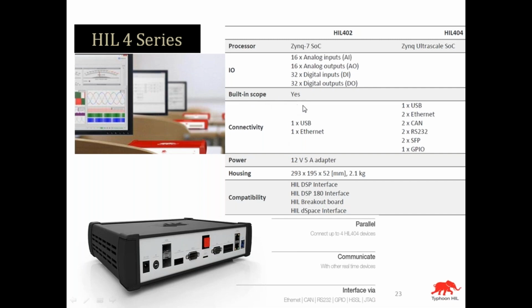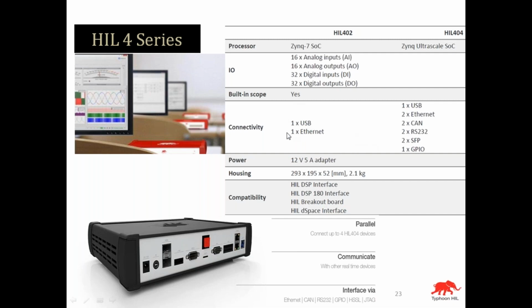Built-in scope is available for both. Connectivity, you have seen the different connectivity options. You can opt for different options for 404, but with 402 you can have only two. Then the power is a 12 volt 5 ampere adapter, for both. Then housing, then compatibility with the HIL DSP interface and the HIL DSP 180 interface. But in 402 we can go up to 6 configurations, but in 404 we can go up to 2 configurations.